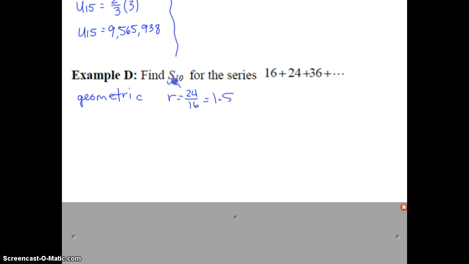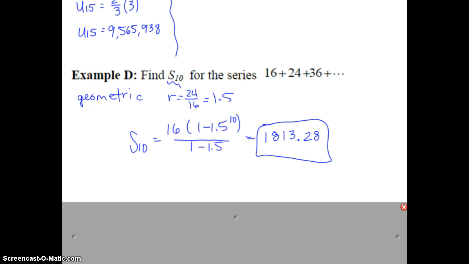Now, because I'm looking for S sub 10, I don't need to write the explicit formula for this because my sum of my first 10 terms does not require the use of the n formula. So if I want to find S sub 10, I'm going to take my first term, which is 16, and multiply it by 1 minus the ratio of 1.5 raised to the power of 10. Then I'm going to divide that by 1 minus 1.5. This again is just that formula from above. When I do this math, I get 1,813.28. That means that if I add up the first 10 terms, this is what my sum will be.